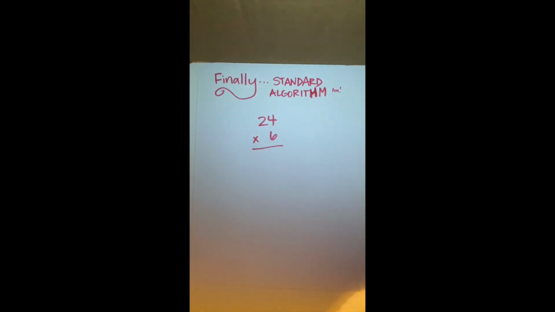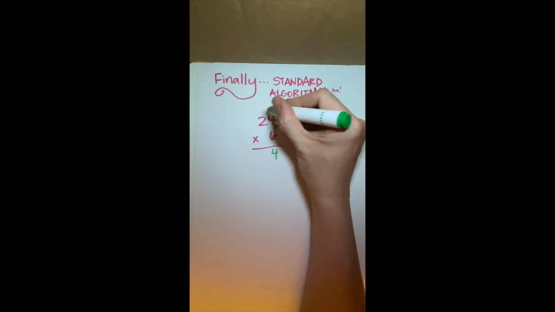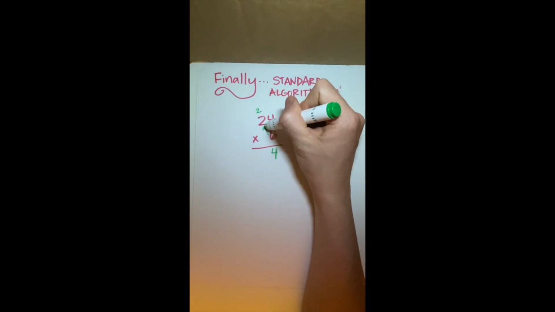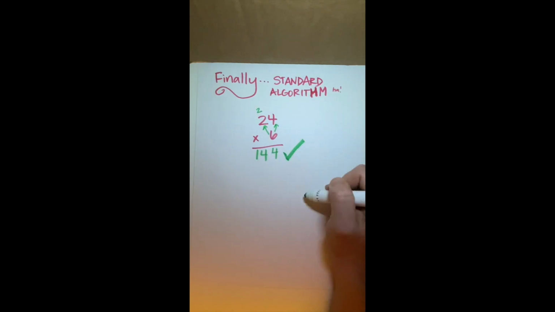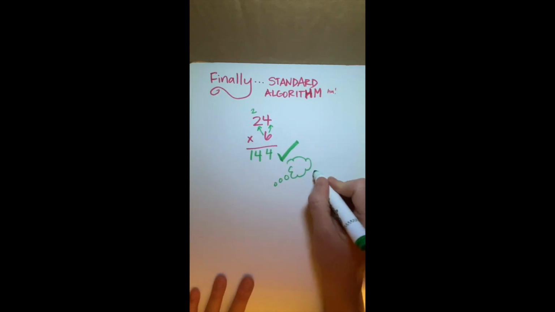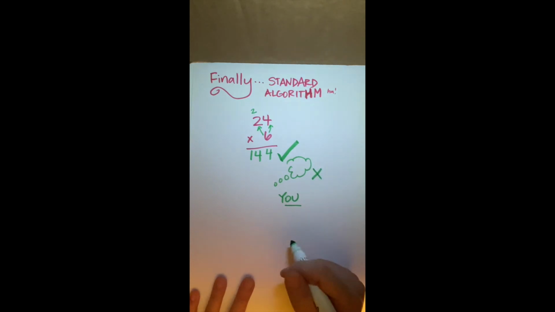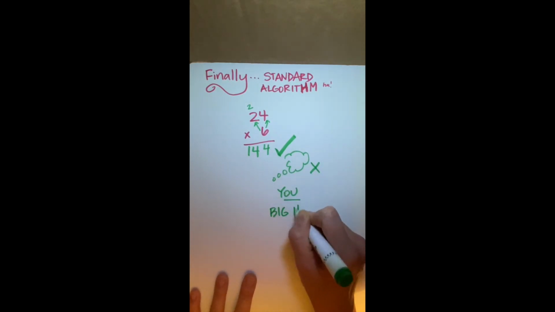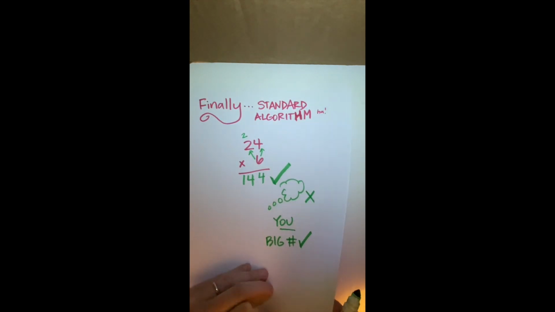I start by multiplying my ones. So, 6 times 4 is 24. I put my ones down below and carry the 2. 6 times 2 is 12, 13, 14, and I get 144, the correct answer. Now, though this strategy works, it might be tricky for you to do in your head because we have to carry numbers and keep track of them, but it's all about you. I do love that you can do this strategy with big numbers, but it's also not the only one.